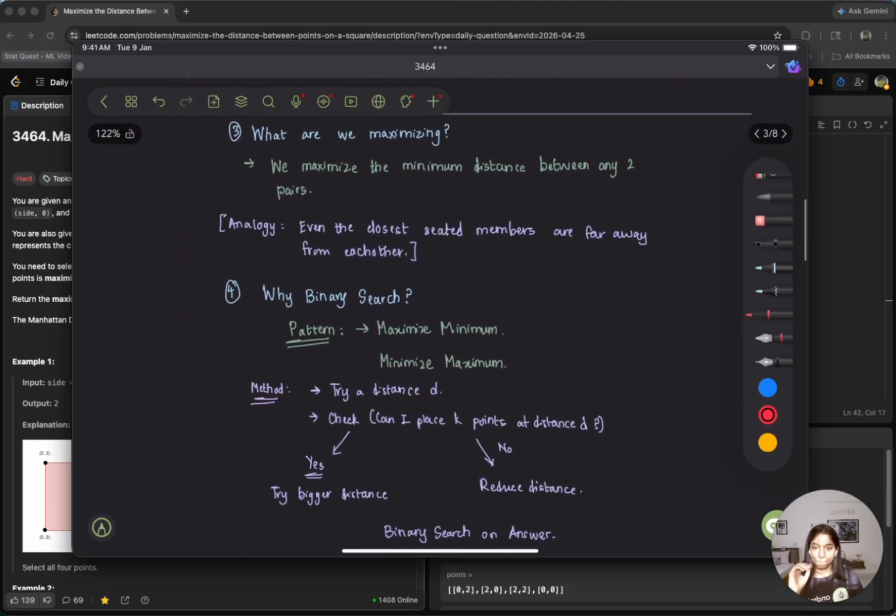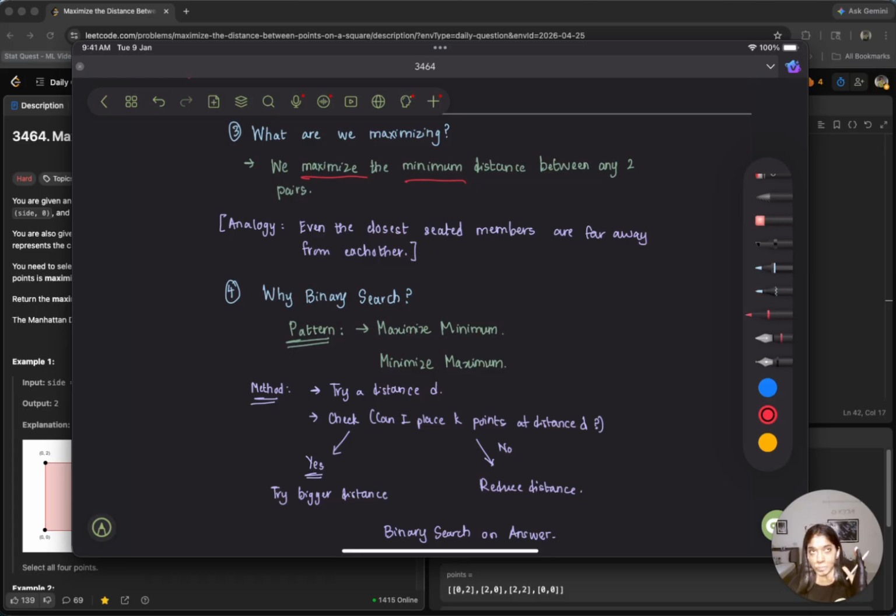Okay, so what are we trying to maximize? We want to maximize the minimum distance between any 2 points. So like I mentioned, the analogy here is even the closest seated members are far away from each other. Okay, so I'm assuming you guys now understand the question.